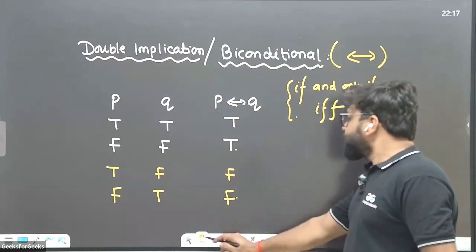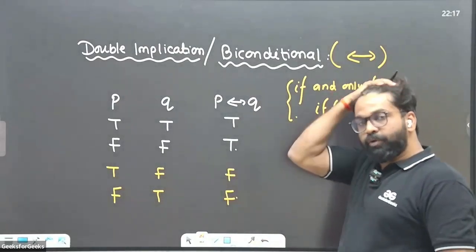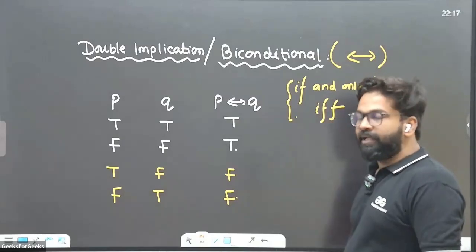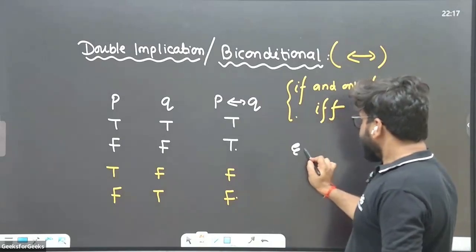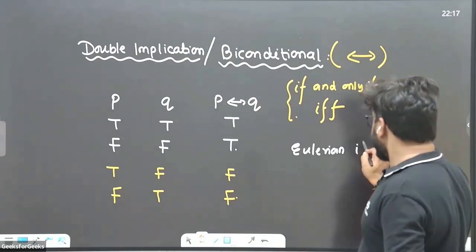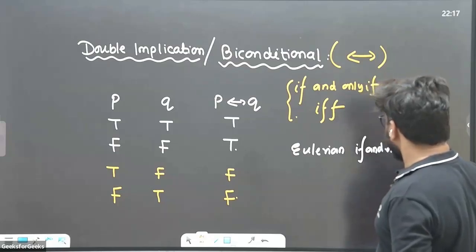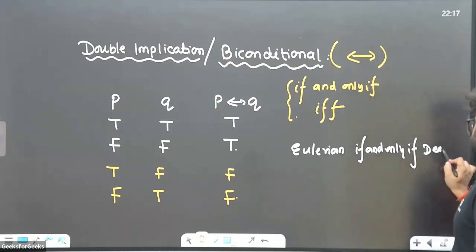Okay, let's take one example so that you can understand in a better way. For example, when I was teaching you graph theory, I taught you the Eulerian graph. Any graph is Eulerian if and only if the degrees of all vertices are even. There I have used the concept of if and only if.